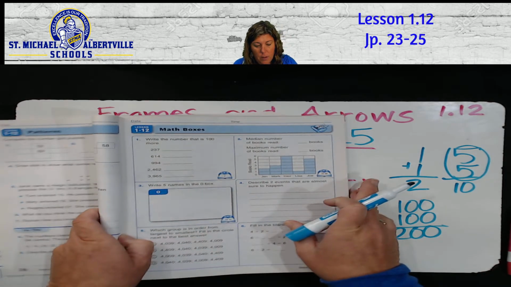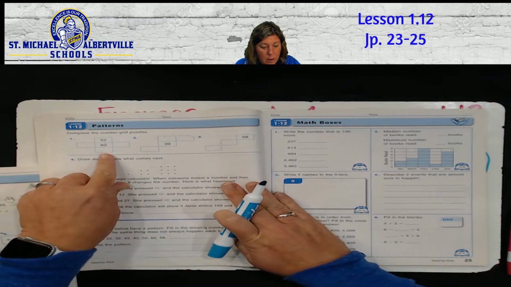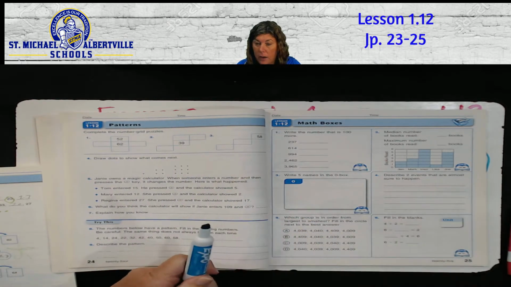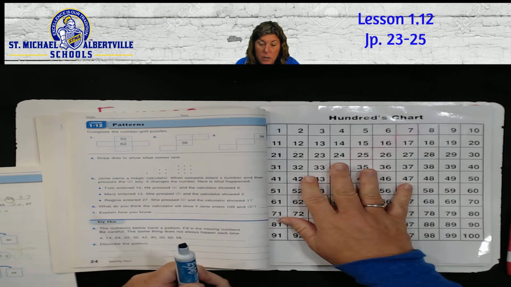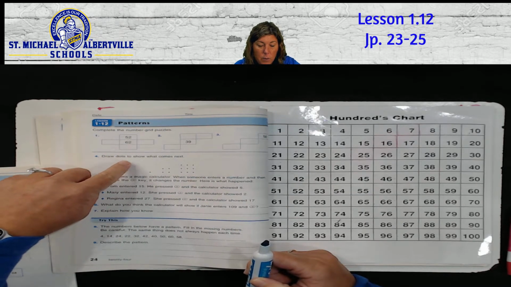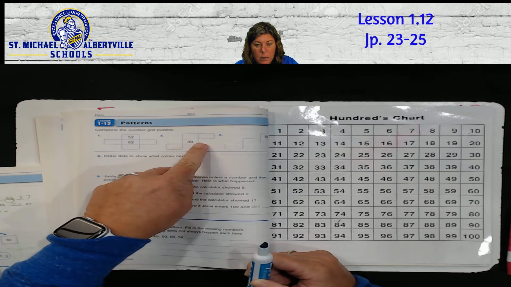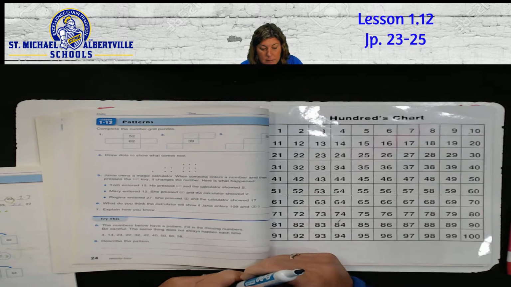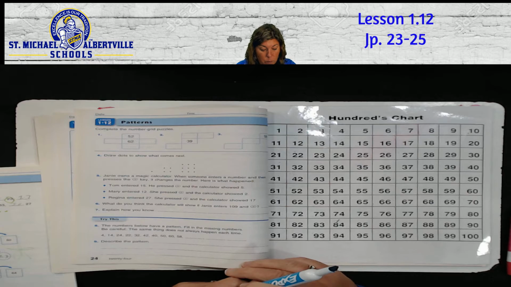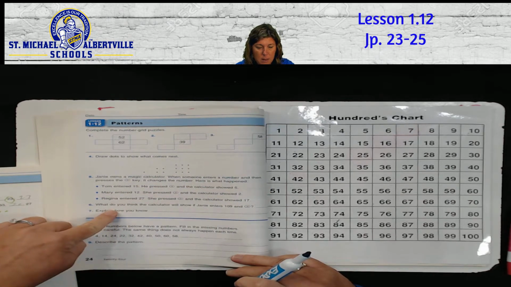All right, for the next page, here, remember you have your number grid puzzles. They always follow the same pattern as the number chart. We always, when we move down, are going up by tens. When we're moving up, we're going down by tens. When we move over one, we're just moving by ones. Okay, even if the numbers are bigger, they still follow the same rule. If you want, you can skip this part for today.